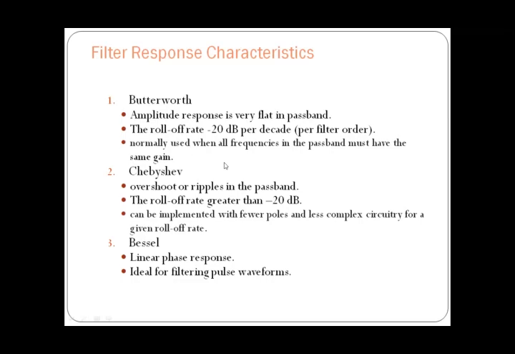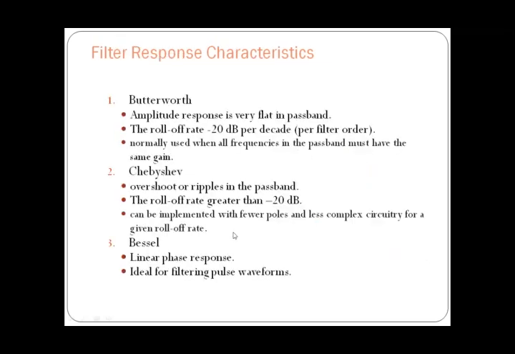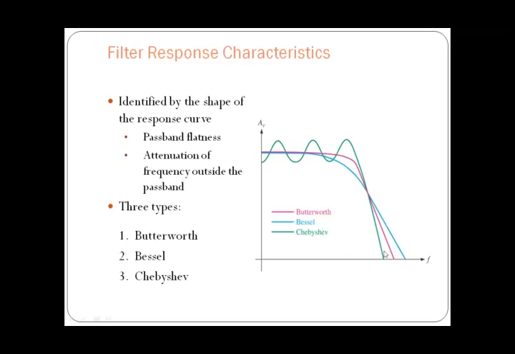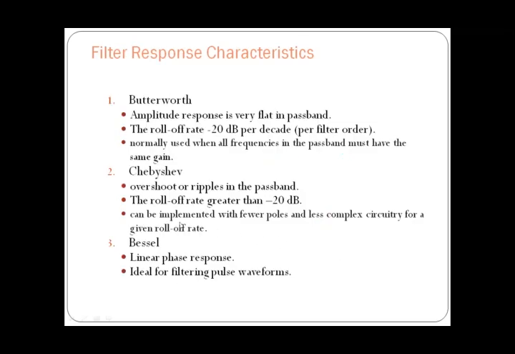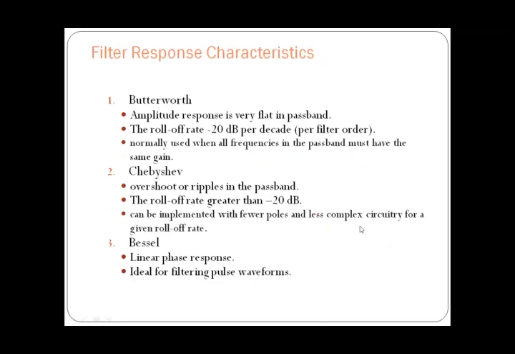Next, the Chebyshev filter. Coming to the Chebyshev filter, it is having ripples in the passband, as we have observed here. This is called ripples in the passband, and the roll-off rate is greater than minus 20 dB per decade. That is, the attenuation is greater than minus 20 dB per decade. It can be implemented with fewer poles and a less complex circuit. So building this Chebyshev filter will require a smaller circuit.